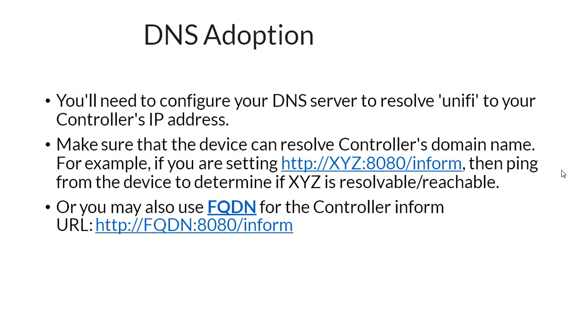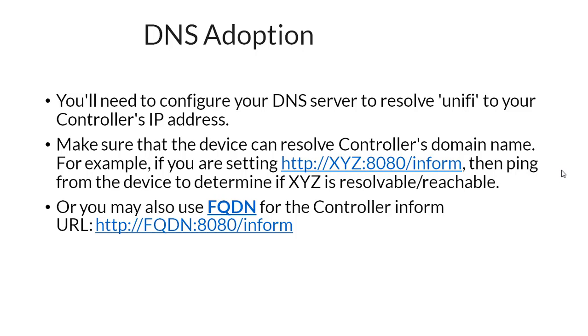So basically, these are the instructions that I downloaded right from the Ubiquiti website. It says make sure the device can resolve the controller's domain name. They give you an example here: if you're using XYZ:8080 inform, then ping the device to see if you can reach that domain. You can also use the fully qualified domain name.